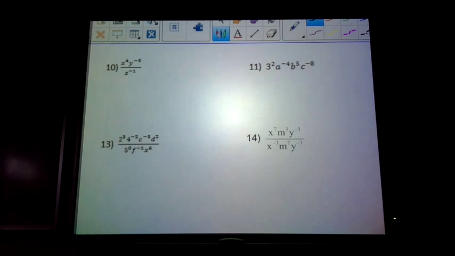All right. Problem number 10. X to the 4th, y to the negative 5, z to the negative 1. Go ahead. So you move y to the negative 5th power down, and it becomes y to the 5th downstairs. And then z to the negative 1st goes to the top, and becomes z to the 1st. Sweet.